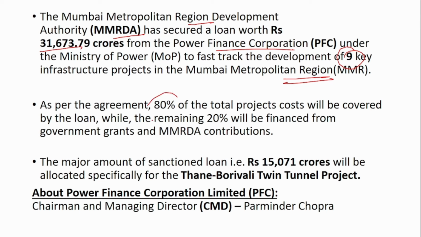So if you see, 80% of the money will be covered by the loan and the remaining 20% will be given as government grants and also from the MMRDA. Out of this 31,000, one of the major projects is the Thane Borivali Twin Tunnel project, which costs around 15,000 crore, one of the major projects among the 9 projects. The Power Finance Corporation Chairman and Managing Director is Parimandir Chopra.